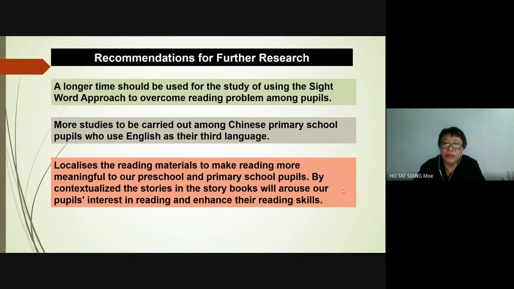So maybe some day we can come up with some reading materials that are localized, because by contextualizing the stories in the storybooks, we arouse our pupils' interest in reading and enhance their reading skills. Actually, these studies can be done with all those pupils who have difficulties in reading English. For example, I did that with my year 5 pupil, a very poor pupil who couldn't even read the word the in the beginning. And after finishing the third book, 3B, he can actually read the whole book.